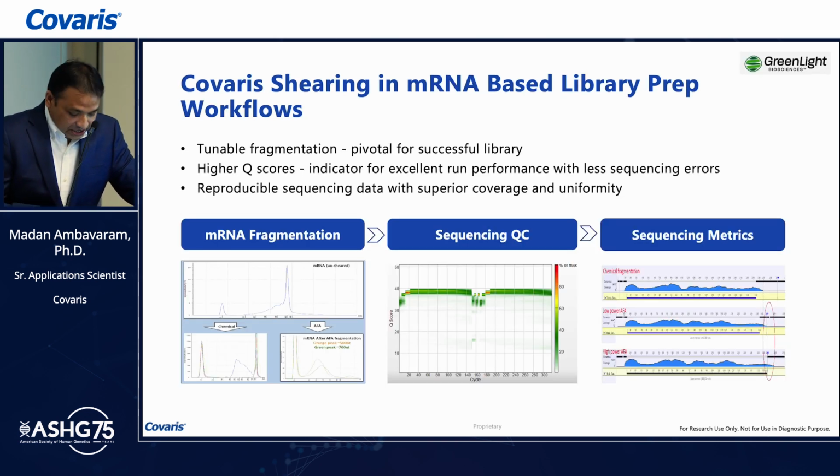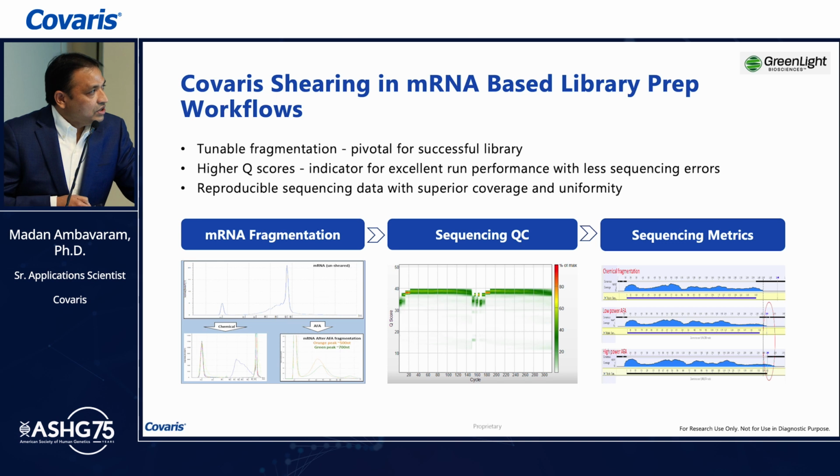Here is another application, as we speak about the mRNA vaccine world. The Covaris shearing is also used for mRNA-based library prep. The customer at Greenlight Biosciences used Covaris shearing and observed tunable fragmentation, which is pivotal for a successful library and directly proportional to finding high quality libraries. They obtained a high Q score, which speaks about direct performance and fewer sequencing errors, and also reproducible sequencing data, with superior coverage and uniformity.